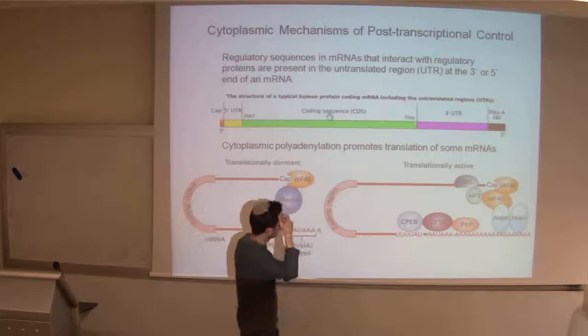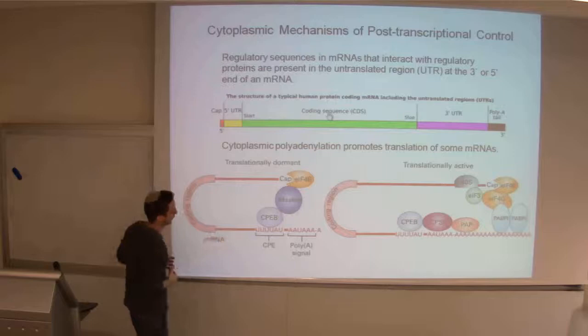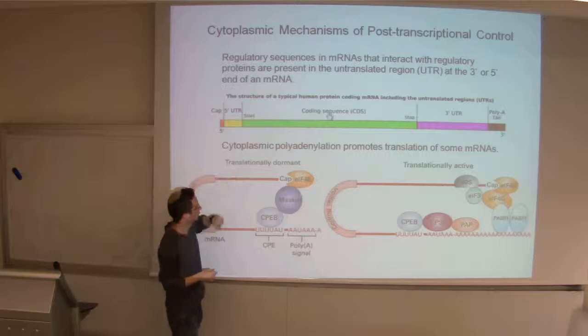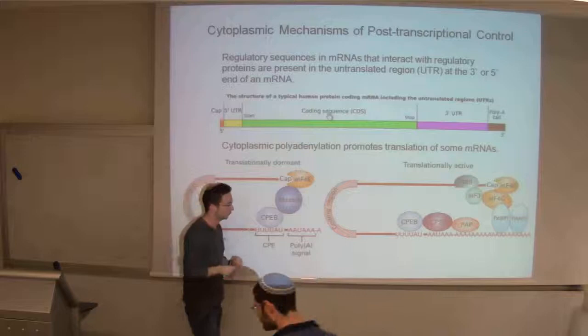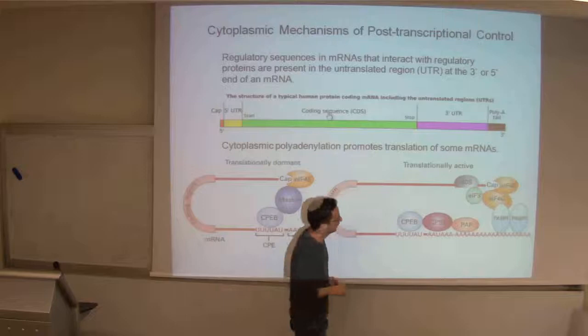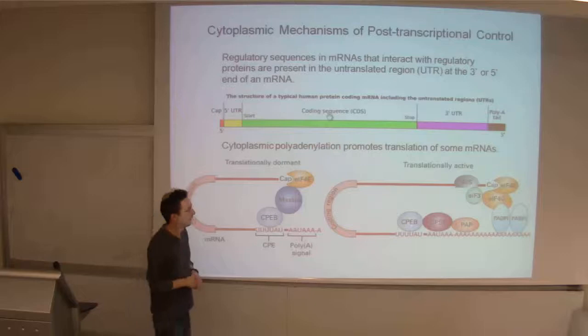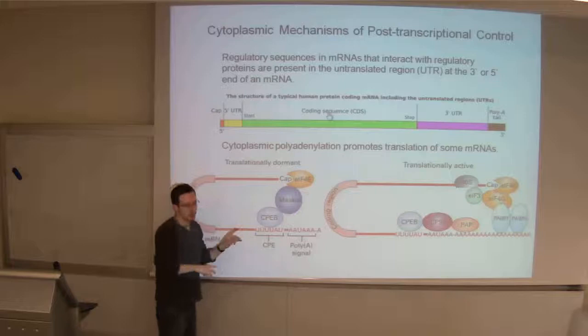And again, to summarize this, some mRNAs reach the cytosol with a short poly A tail, which is a translationally dormant complex. And upon stimulus, phosphorylation of CPEB, some cascade of events occurs that ends with the recruitment of the small ribosomal subunit, and then translation starts, and the mRNA is translated into a protein. The most classical example in which this mechanism happens is an ovum cell, Xenopus.